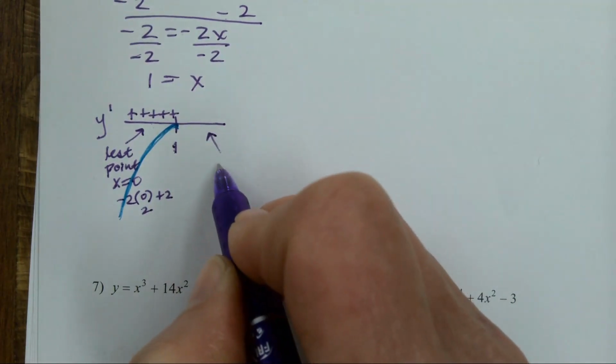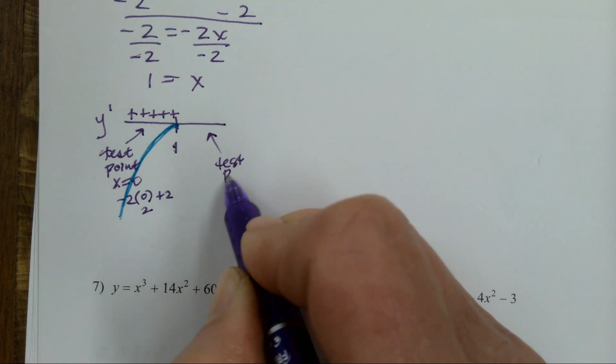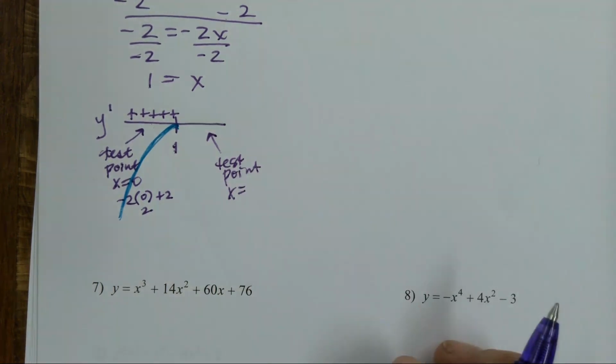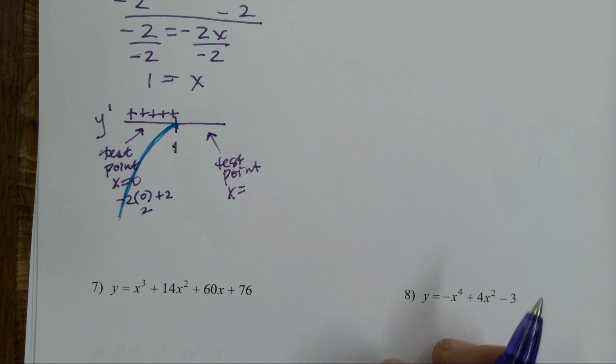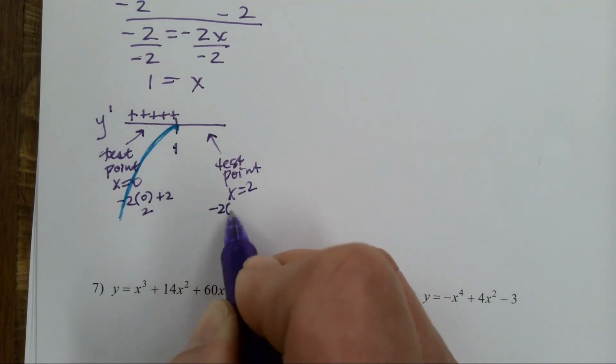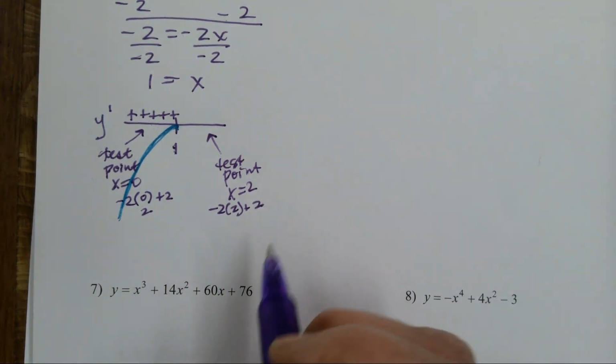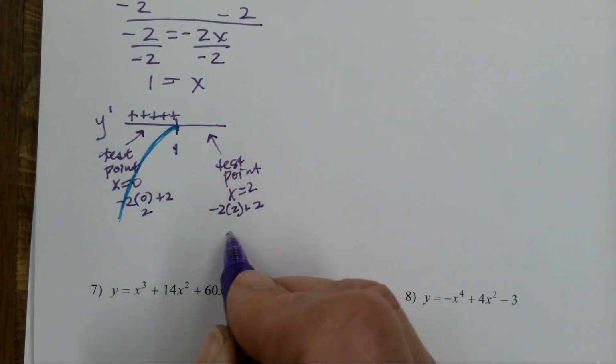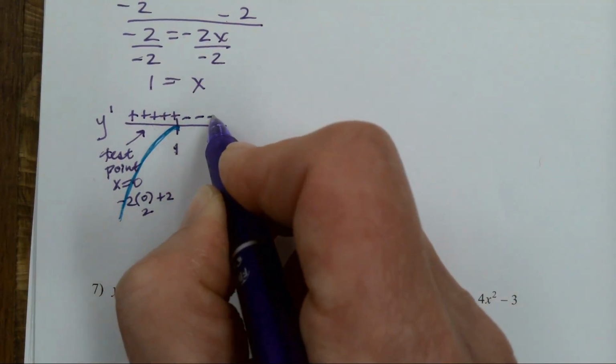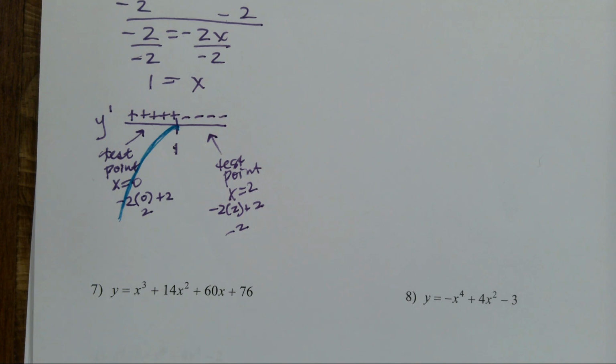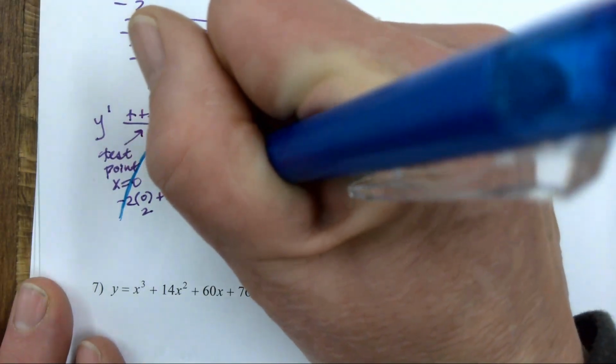Then I'm going to do a test point to the right of 1. I'm going to try test point x equals, give me a number to the right of 1. 2. Great. So I'm going to do negative 2 times 2 plus 2. What is negative 2 times 2 plus 2? Negative 2. That is a negative value. That means this is a negative region of the graph. Again, you could try any number to the right of 1: 1.1, 3, 10, 100, a million. If you plug it into that derivative, it should come out as a negative value. That means that this is the region of the graph where it's decreasing.